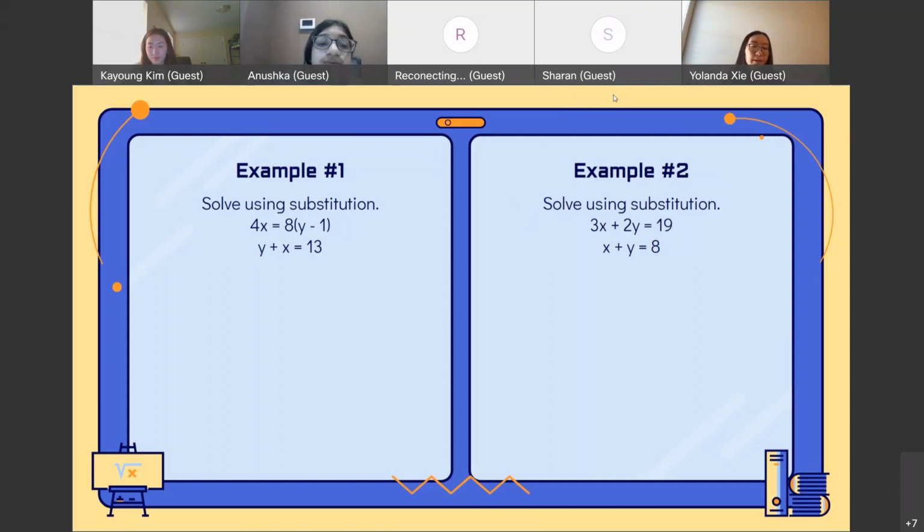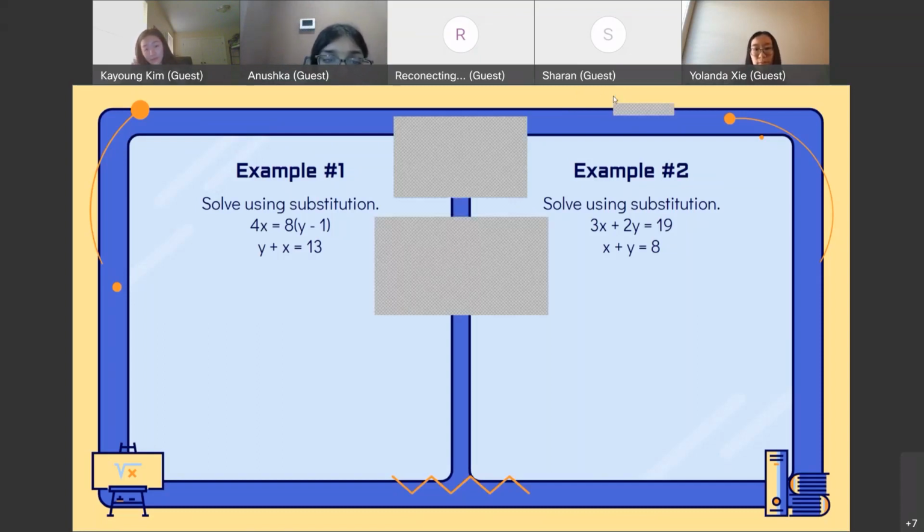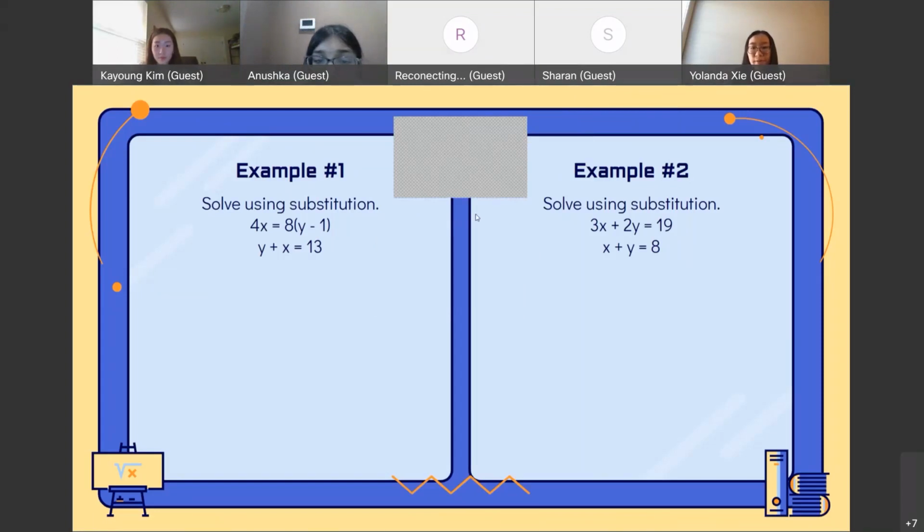If you just change one thing about the equation, you can isolate x on one side. Would it be the top equation or the bottom equation? Does anyone have an idea?